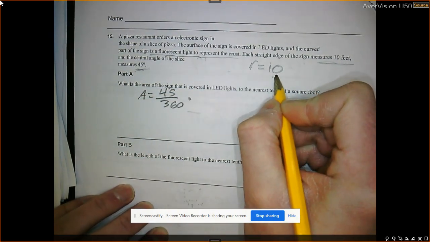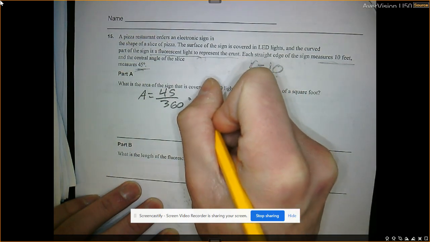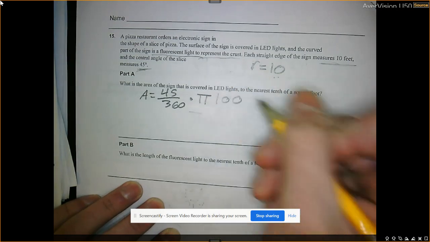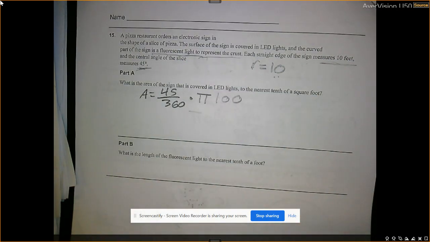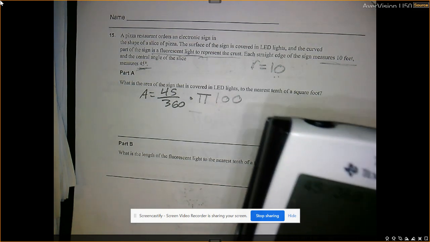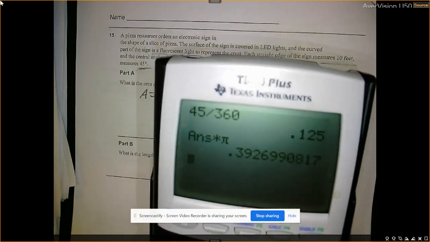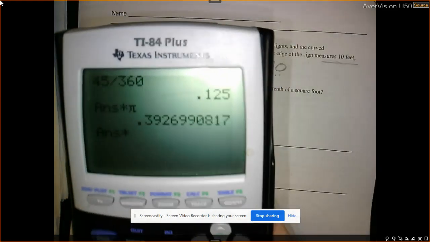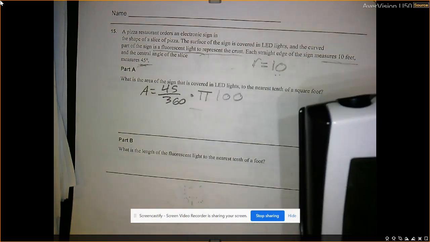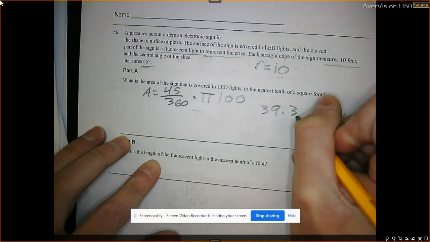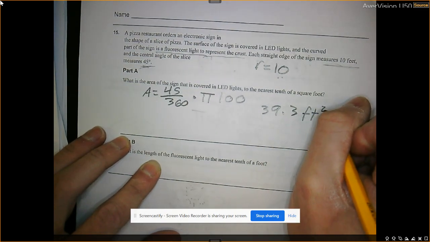Well, our r is 10, so we can really say times pi 10 squared, which is 100, right? So just like that, and now you can go to the calculator. So I'm doing 45 divided by 360, enter, okay, times pi, enter, times 100. That will give me my sector area, which is 39.3 when we round. Okay, 39.3 square feet is my area.